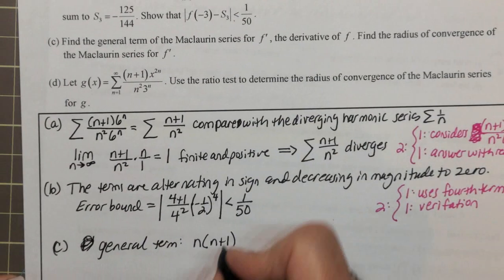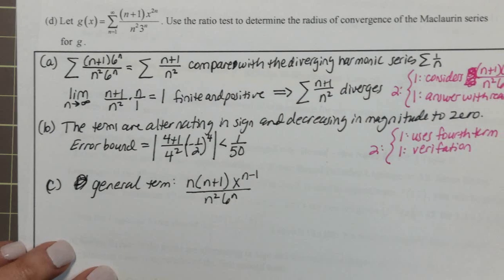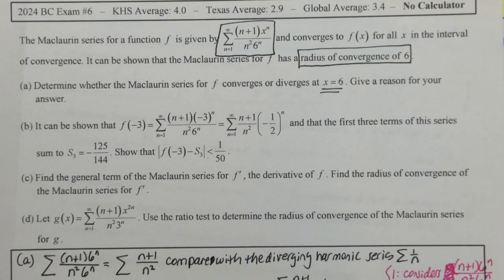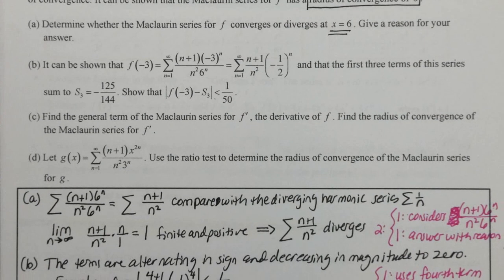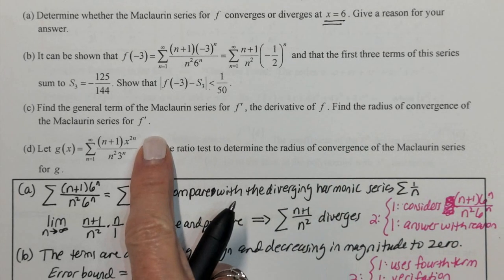Decrease the power by 1, so x to the n minus 1, over the n squared 6 to the n that was already there. Okay? That is the general term. So just take the derivative there. Now we're finding the radius of convergence for f prime.